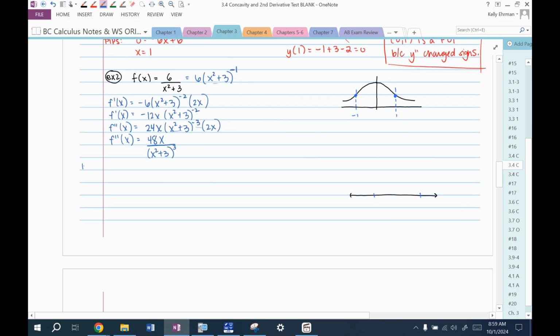All right, so pips. F double prime is equal to 0 at x equals 0, and f double prime is undefined when x squared plus 3 cubed equals 0. Now here, think about x squared plus 3. That's never negative, right? Squaring something is positive, adding 3 keeps it positive. Or if you start trying to solve for this, you would get something imaginary. So there are no real number pips that we can get from that. But we do have x equals 0.